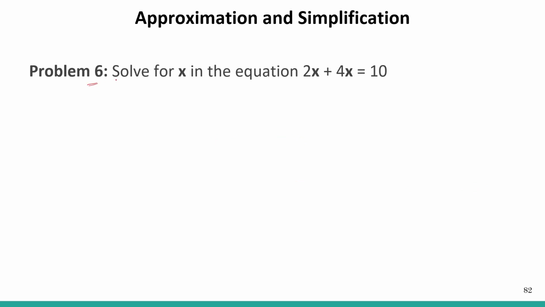Let's see problem number 6. Solve for x in the equation 2x plus 4x is equal to 10. So this implies that 6x is equal to 10. So this implies that x is equal to 10 by 6. So this will be equal to 5 into 2 by 3 into 2. So this will be equal to 5 by 3, by cancelling the 2 in the numerator and denominator. So that is what we have left.